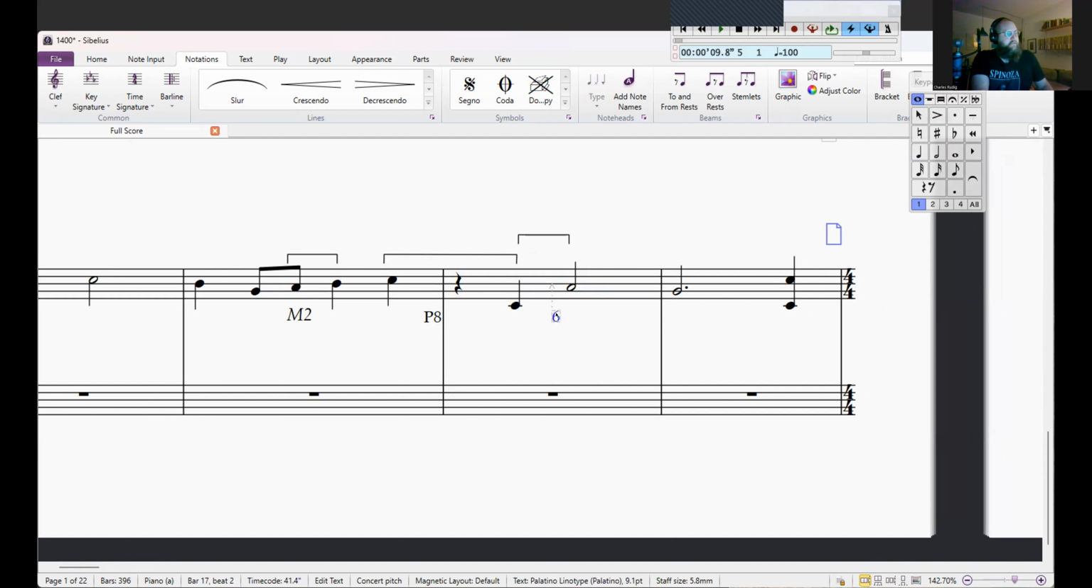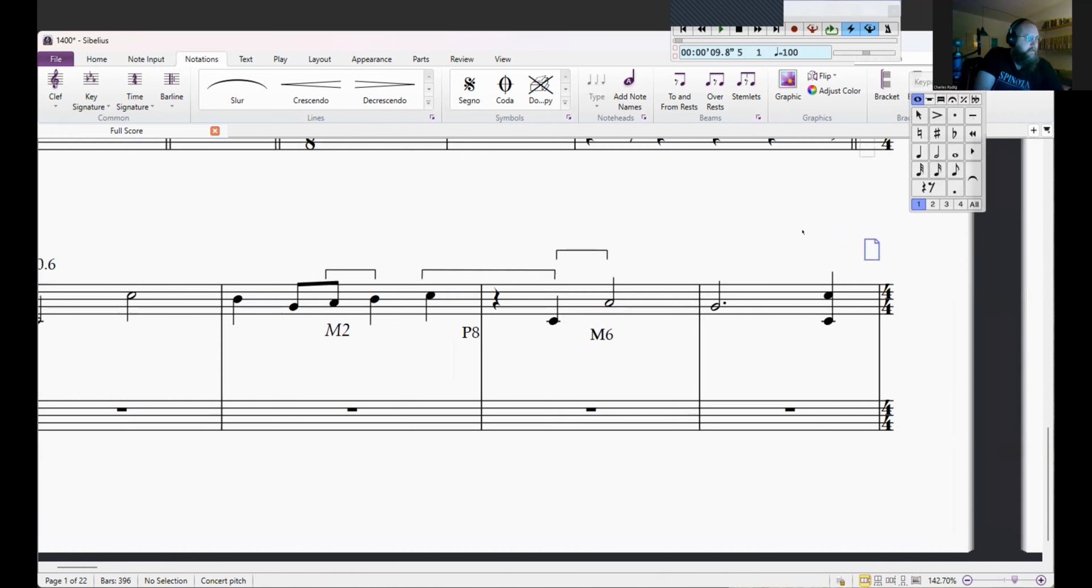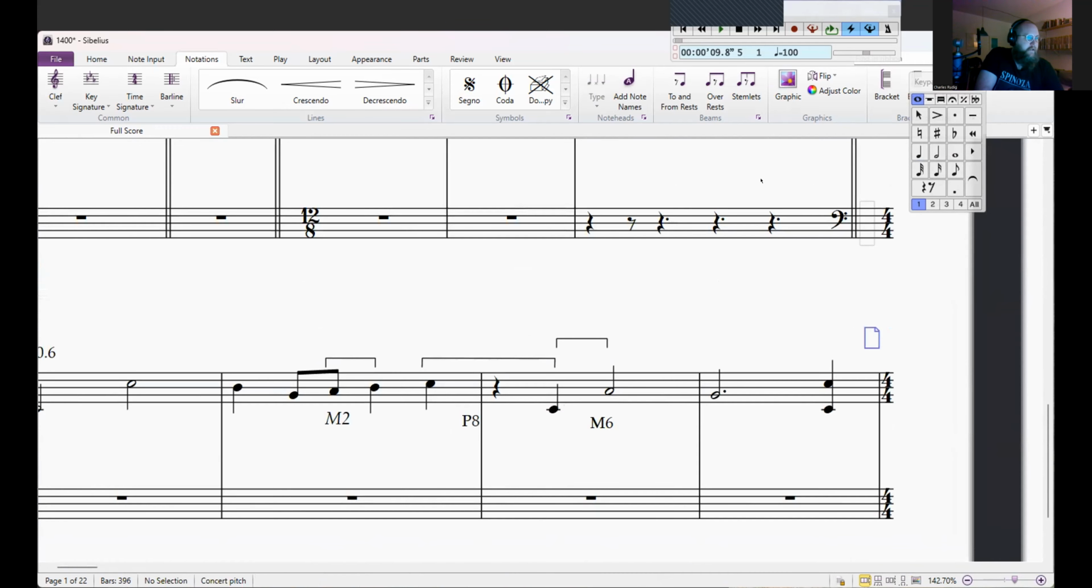And then let's figure out our quality. So C to A, in C major, every note's natural, right? So that makes this the version that you find in the major scale. So that makes it a major sixth, not a perfect sixth, because there's no such thing as a perfect sixth. So there you go. That's what you're doing over here.